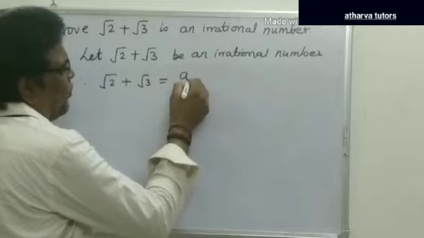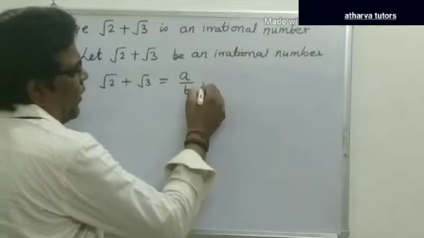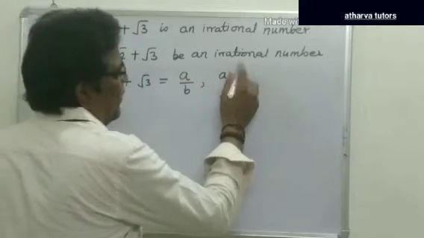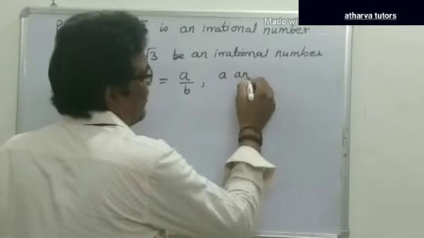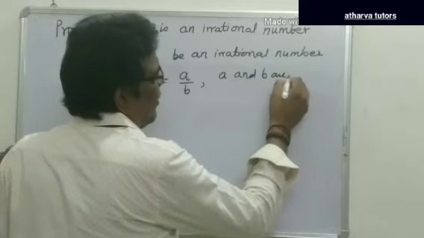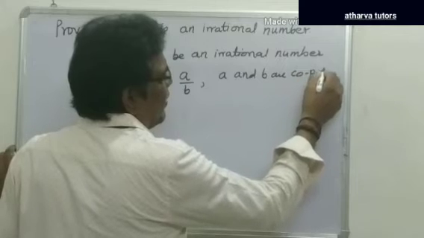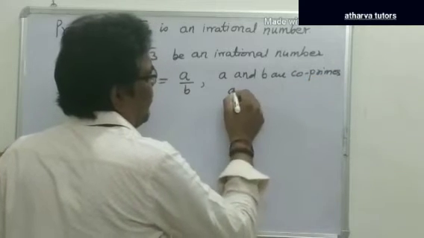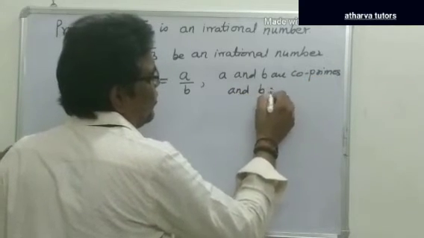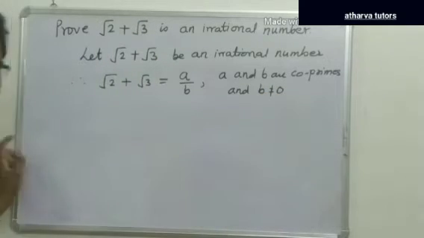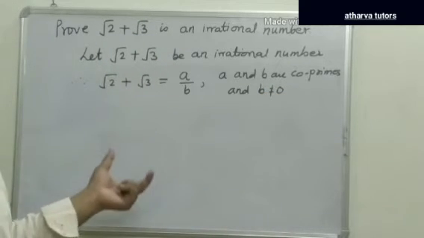Now if it is an irrational number, it can be represented in the form root 2 plus root 3 equals a upon b, where a and b are co-primes, and b not equals to 0. This must be written in all. The method is the same.